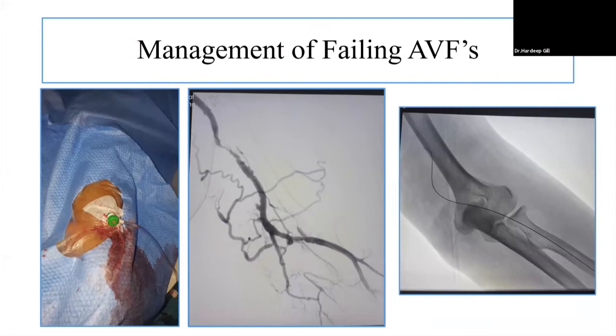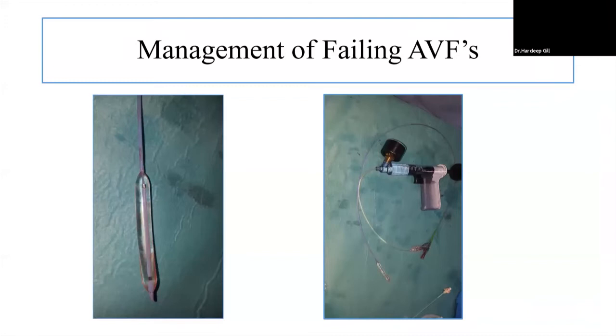Usually we choose a radial artery if there's a good pulse, or we go straight through the AV graft. An angiogram is done, as you can see in the middle picture, and you can see the high-grade stenosis in the vein. So we cross the lesion with a hydrophilic wire, and then we angioplasty.